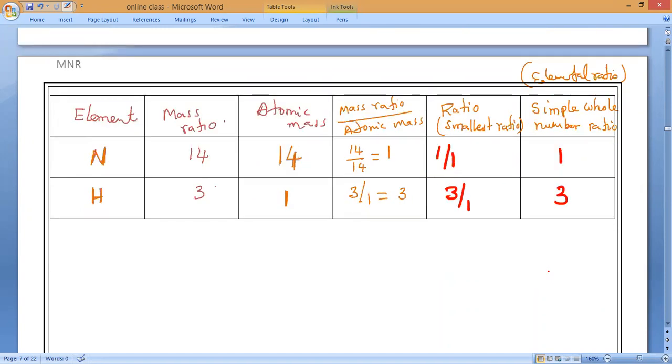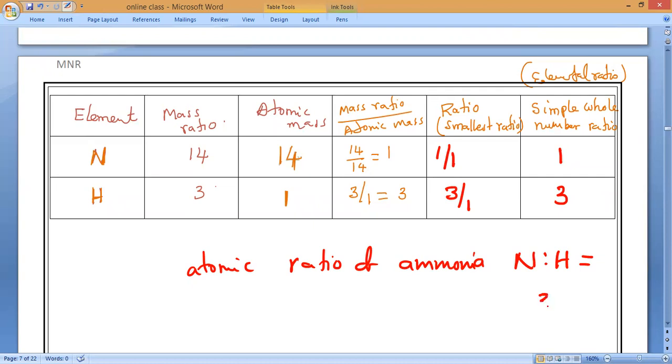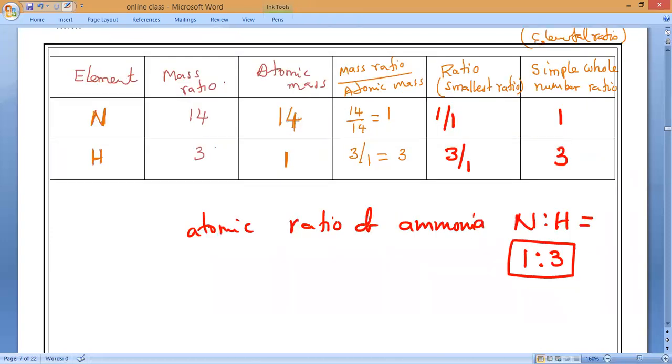So what is the elemental ratio, the atomic ratio of ammonia? N is to H is equal to 1:3. One is to 3. That's all. Are you clear? Any doubt?